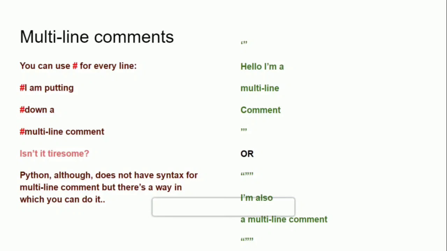Python, although it does not have syntax for multiline comments, has a way in which you can do it. In order to write multiline comments, you can use this way. Either you use three single quotes, opening and closing, or you use three double quotes, opening and closing. So let me show you.